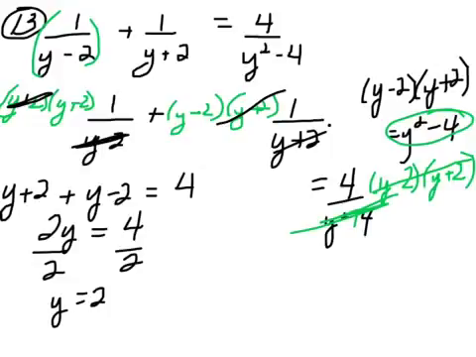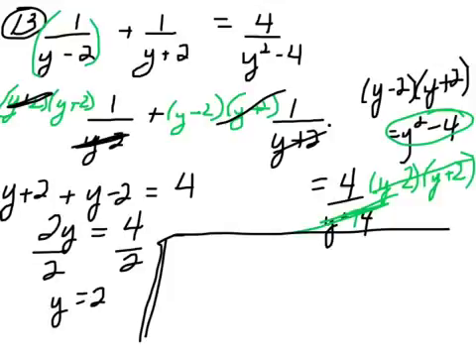Now you might think that's the answer, except that there's a problem. And this is why you really should always go check. If you go plug this in, what's going to happen? If you go back up to the beginning and plug it in, if y is 2, you'd have 2 minus 2 in that first expression. Well, what is 2 minus 2?